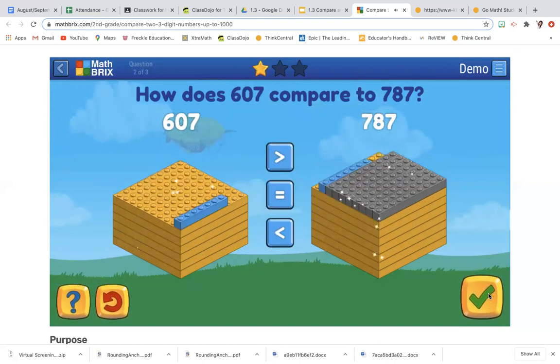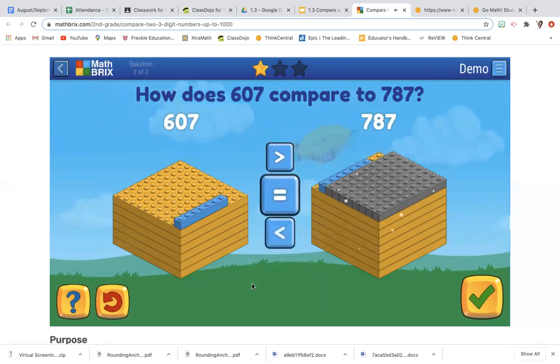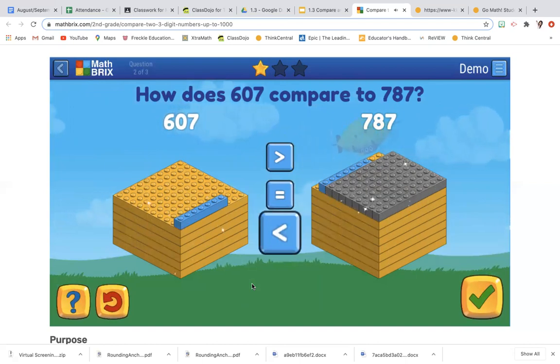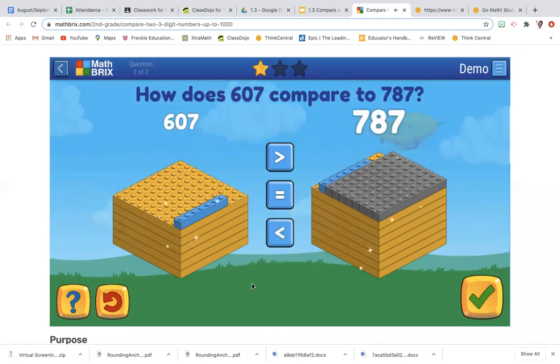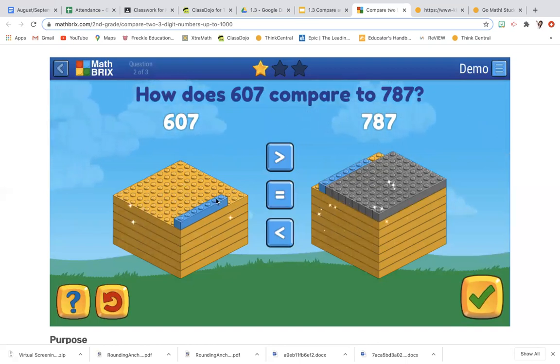Is 607 greater than, equal to, or less than 787? Yes, it even reads it for us. When you have the answer, tap the check mark. In this case, you can see that there are 6 hundreds, and then they have 7 ones connected together here. So that's 607. Here we have 787.